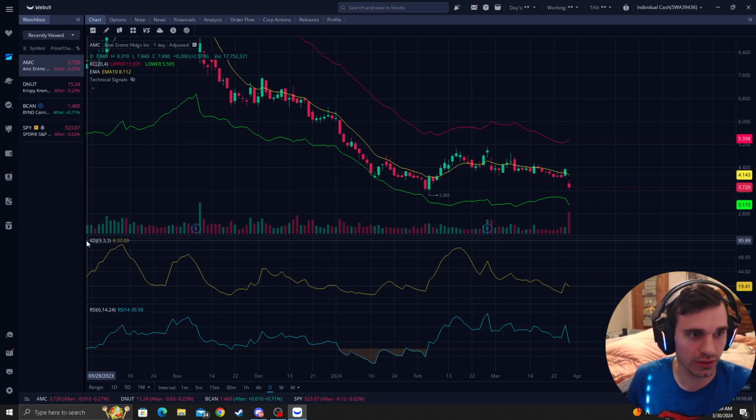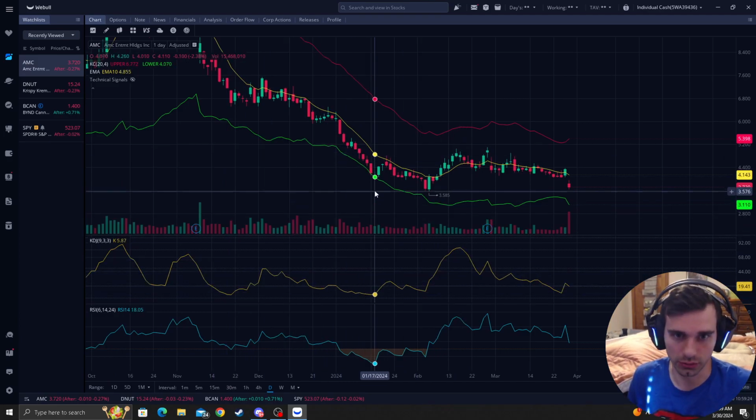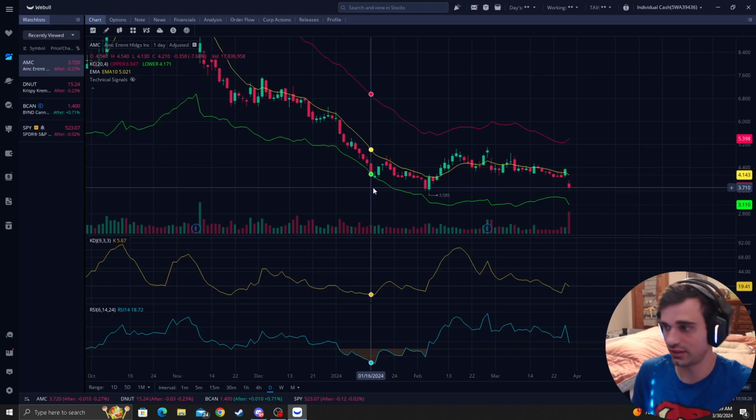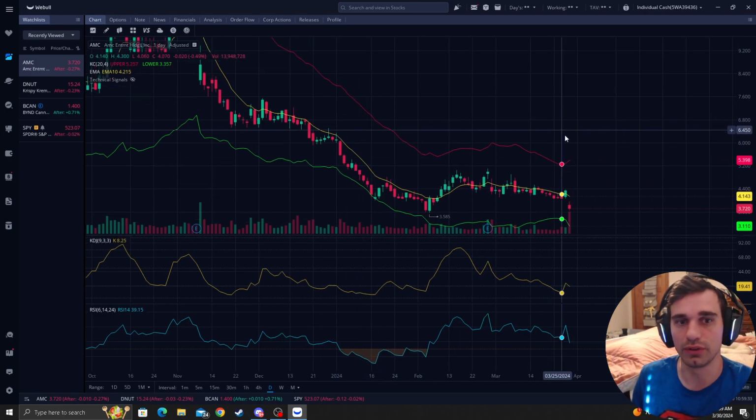And then along with a KDJ, and I made this to look for just the K only, the lower the K, like right in here was 5.87. Under 10 is pretty low. We look for that also for a nice bottom. And then I put on the EMA 10.